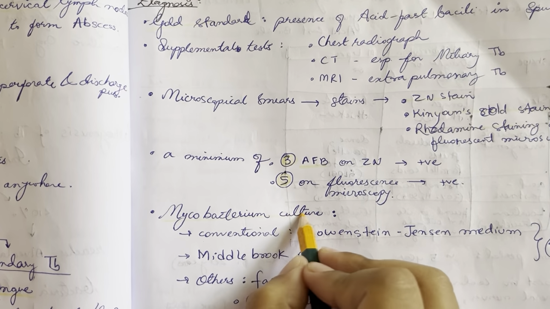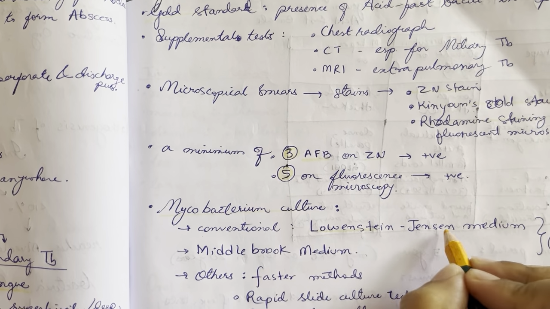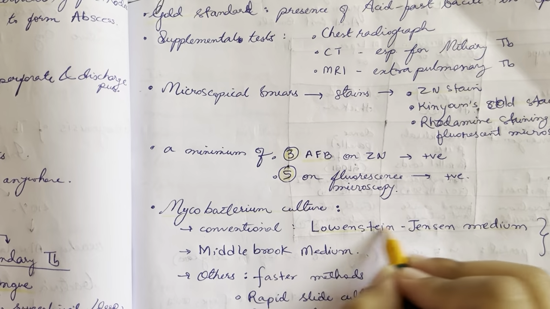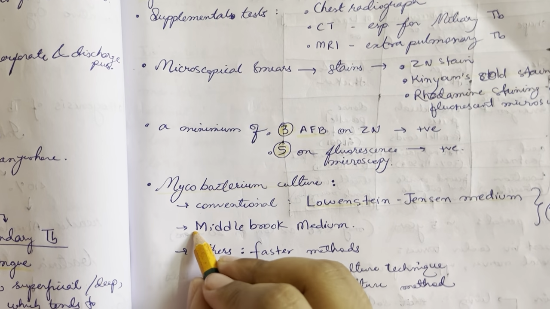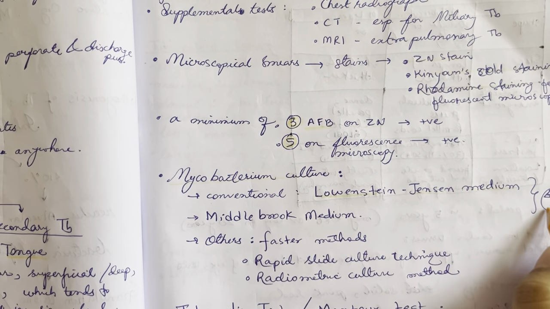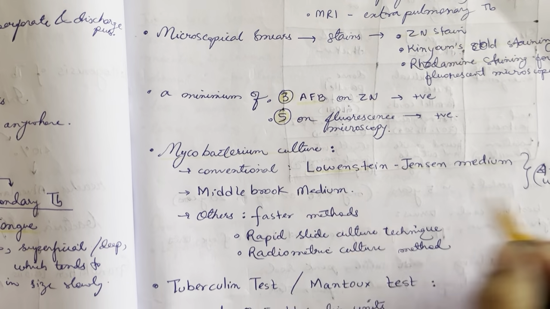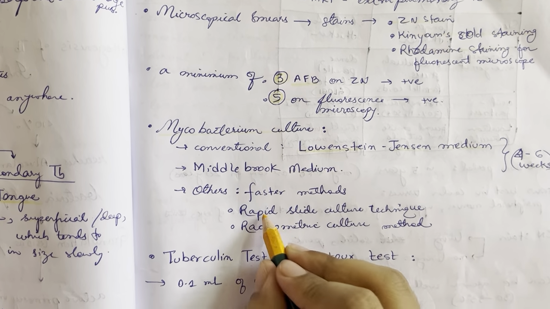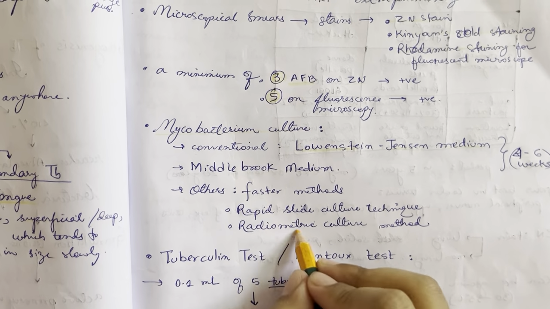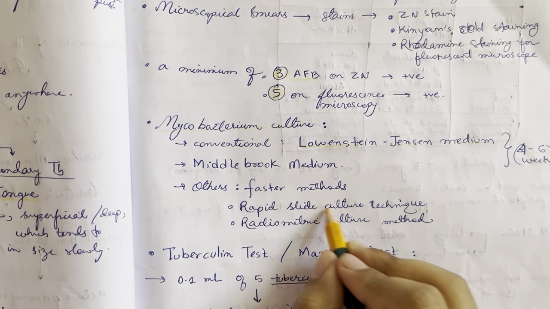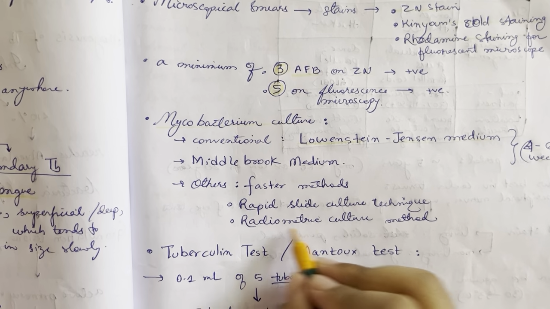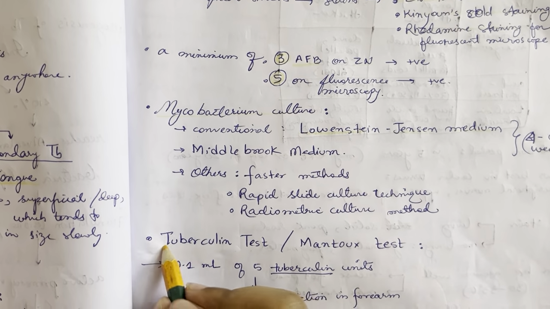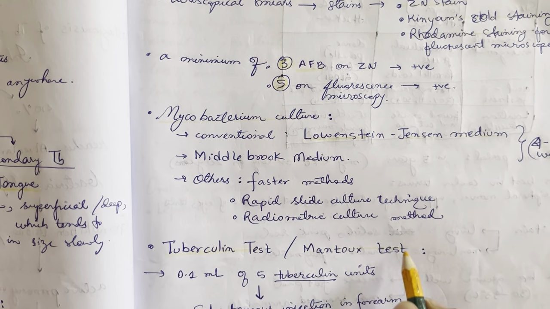Then Mycobacterium culture. Conventionally we use Lowenstein-Jensen medium, or we can also use Middlebrook medium. These give a 4 to 6 week report. And if we want a faster result, we have rapid slide culture technique and radiometric culture method.